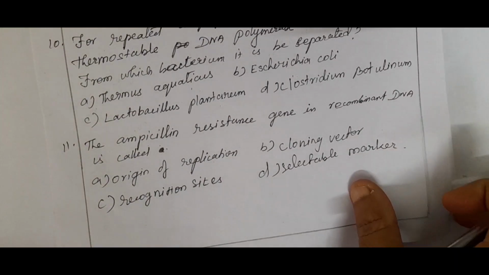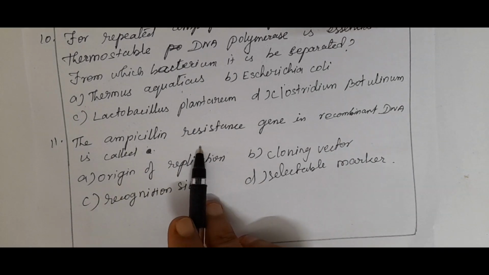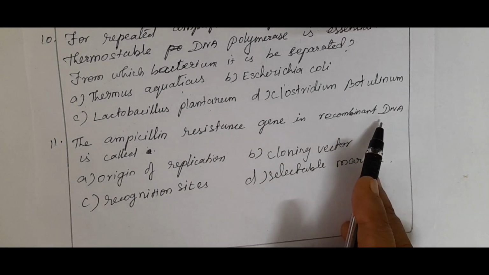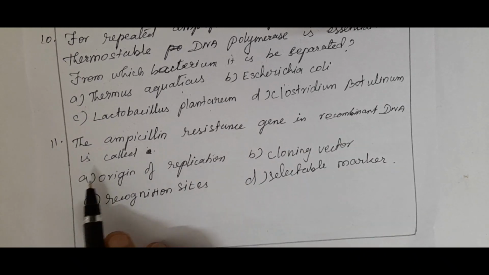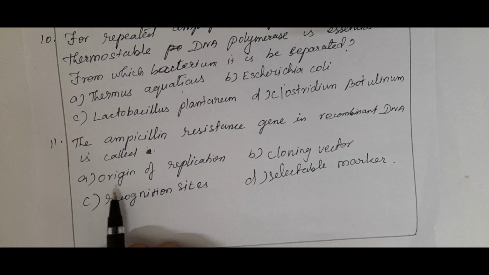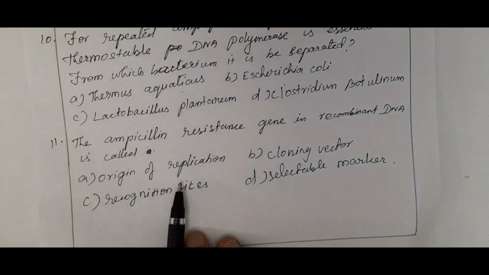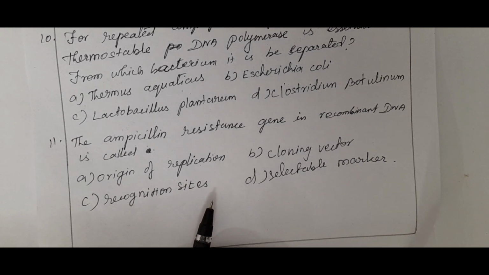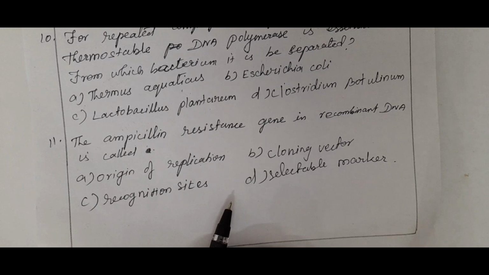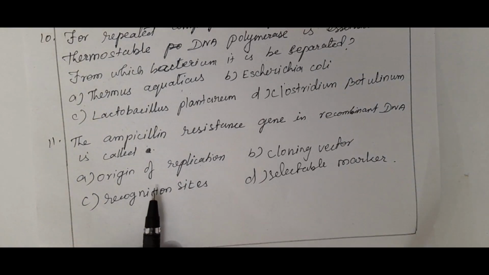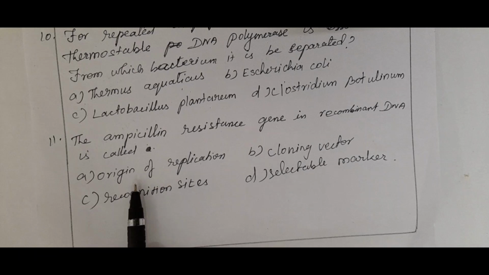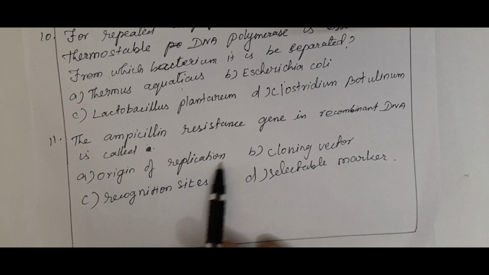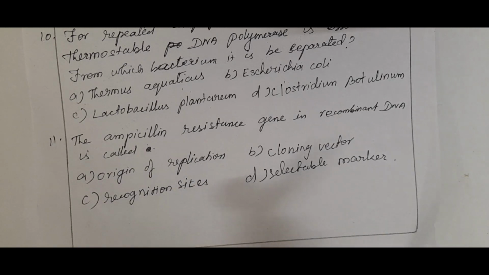Next question is, the ampicillin resistance gene in recombinant DNA is called what? Four options are given here: origin of replication, cloning vector, recognition sites, selectable marker. First we will see what is meant by origin of replication. The origin of replication is the small sequence from where the replication starts.